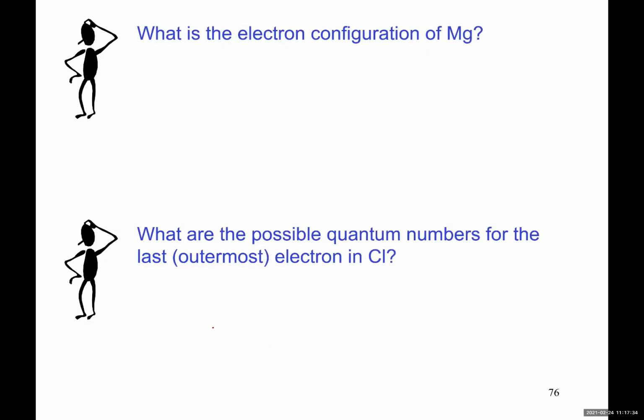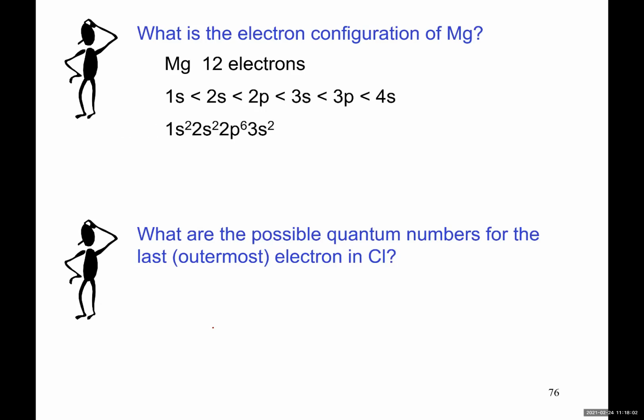Let's do 2 examples before we go to the next video. What is the electron configuration of magnesium? You look up the atomic number of magnesium in the periodic table, and do you see the atomic number is 12? So magnesium has 12 electrons. Relative energy of orbitals is obtained from the chart that I told you about, and then place 2 electrons in each orbital. Once they are filled, go to the next, and this is what you get.